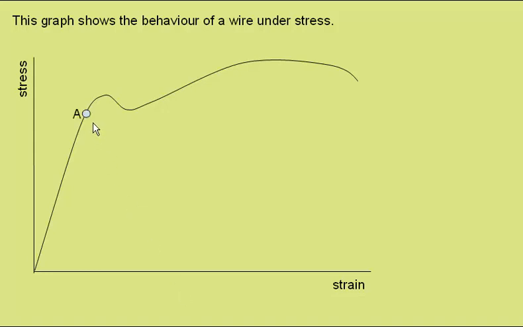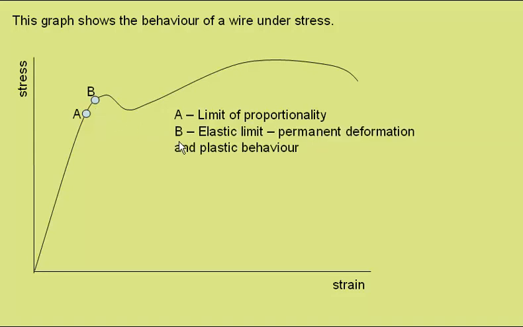Up to point A, we have a straight line through the origin, showing that stress is directly proportional to strain. So, A represents the limit of proportionality. Point B here represents the elastic limit. Beyond point B there will be permanent deformation. The wire will now behave plastically and will be permanently stretched.